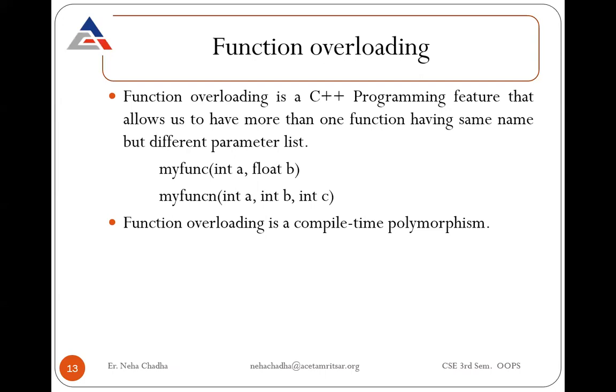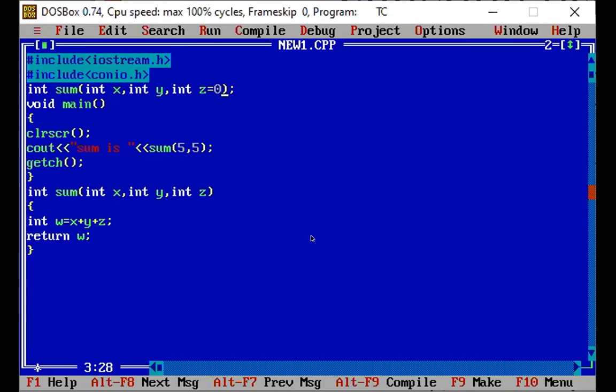Okay. As in the example, I'm using the name of the function as myfunction and passing two arguments here. Then again, I'm using my function, the same function name, and you will pass three arguments here. This is compile time polymorphism. Let's run this by example, that is how you will perform function overloading. I will make the changes in the same program here.